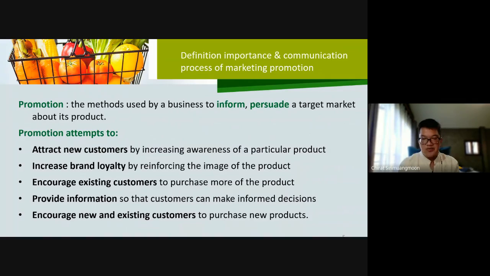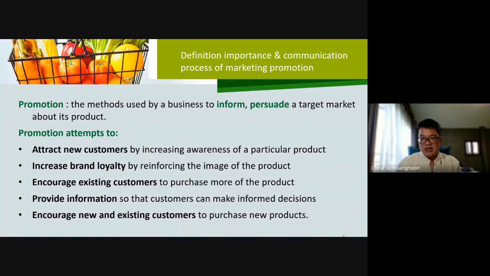Promotion is used first to attract new customers, because we need to have new consumers or customers. So we need to increase the awareness of a particular product on the market. It's like you show, okay, I have a new product on the market and this is the product that we will launch. So we need to increase the awareness or make them perceive this is the new one.